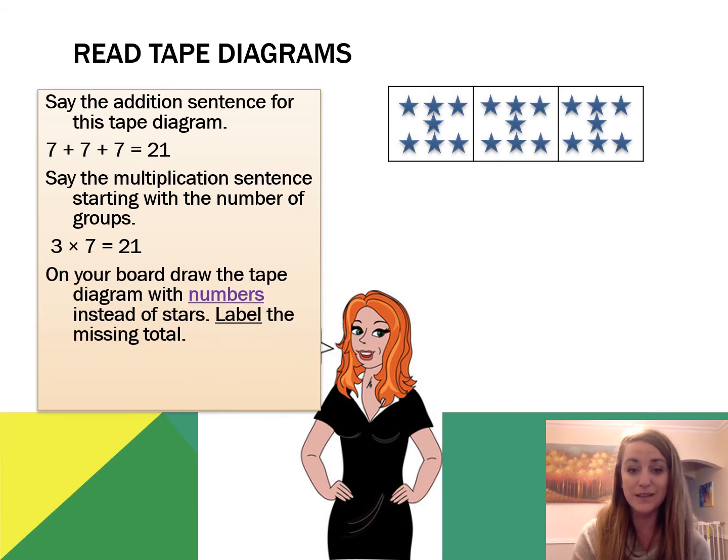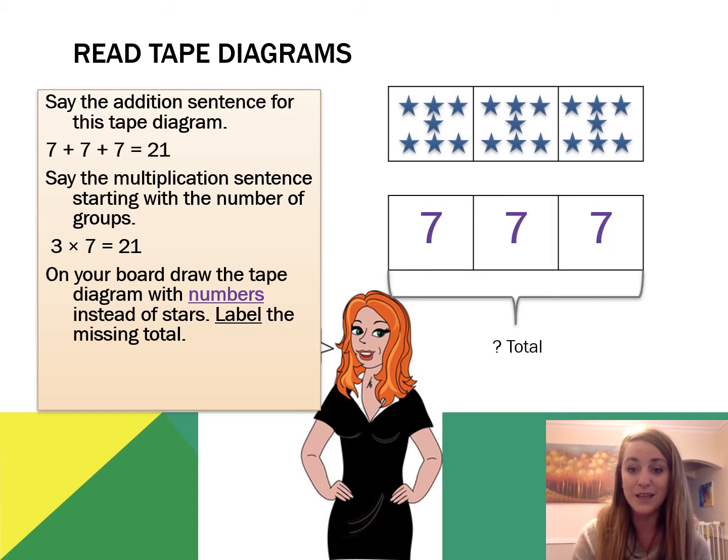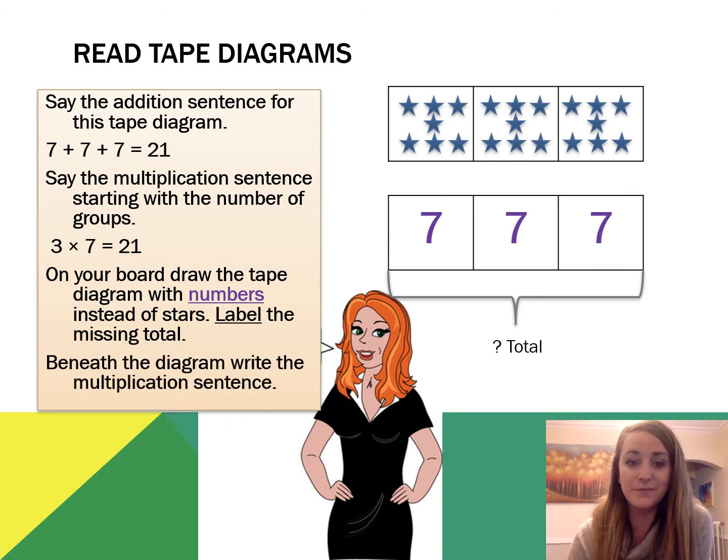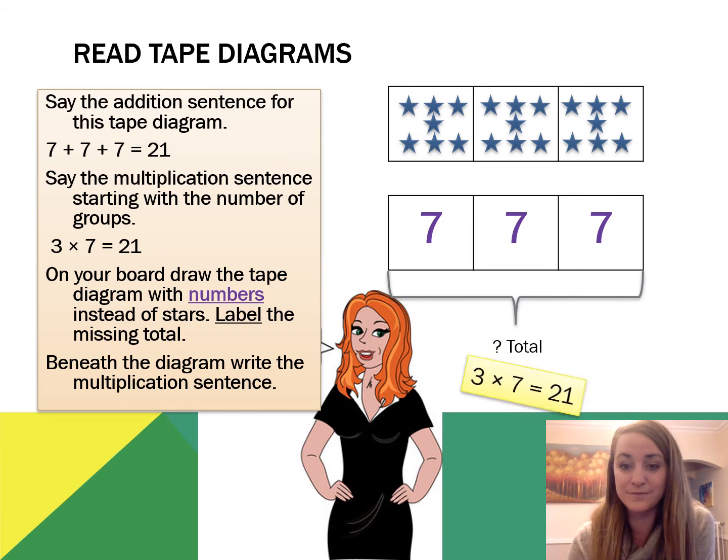On your boards, let's change the tape diagram to show numbers instead of stars. Label the missing total. We see 3 groups of 7 with the total unknown. Beneath the diagram, write the multiplication sentence. 3 times 7 equals 21.